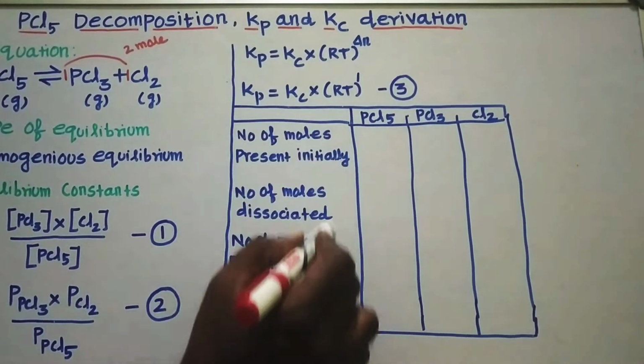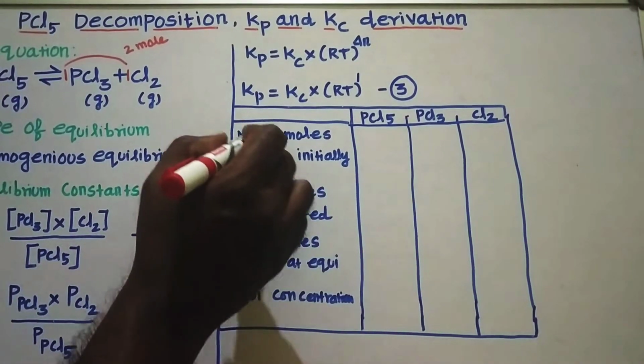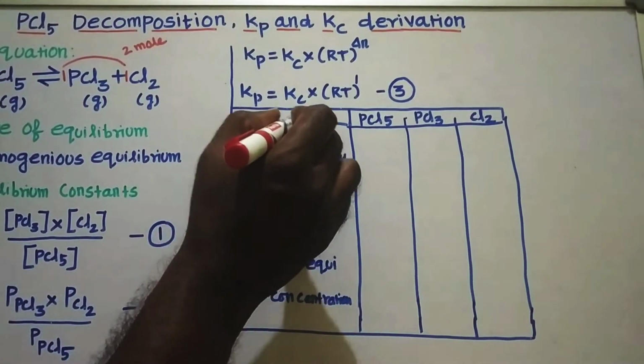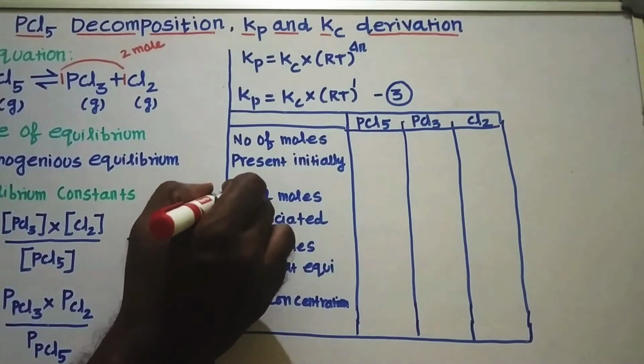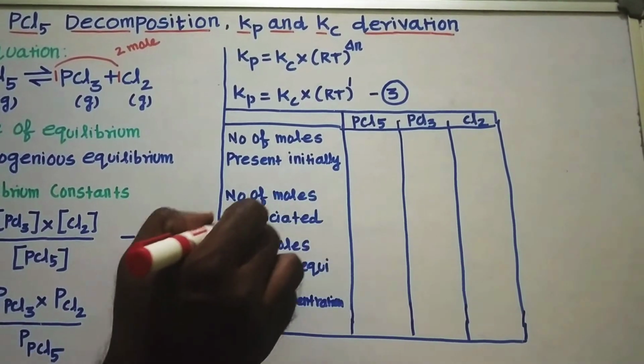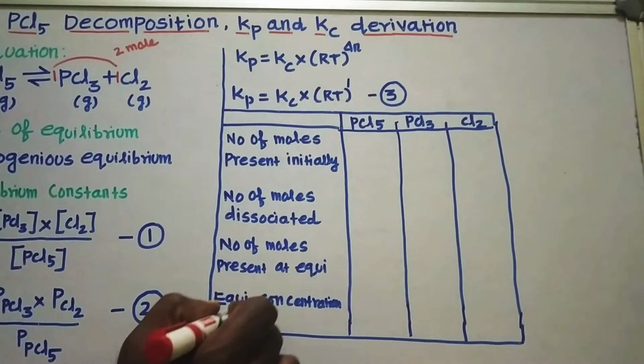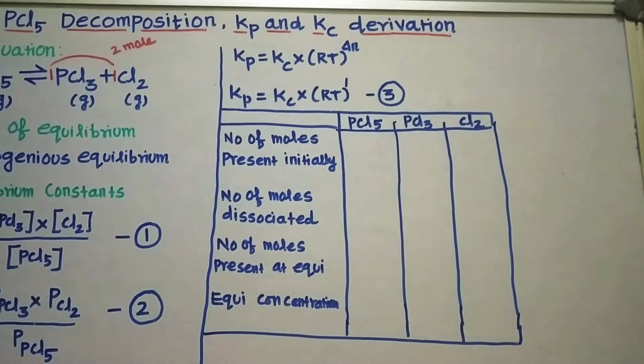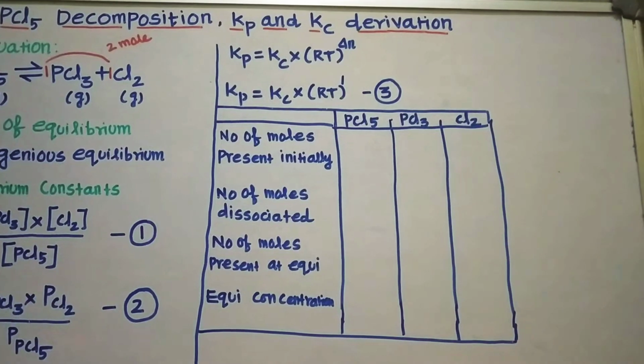Now we are going to make a table. Here the first row is the number of moles present initially. Then the number of moles dissociated. Then the number of moles present at equilibrium. Fourth is the equilibrium concentration. Now we are going to see it one by one.